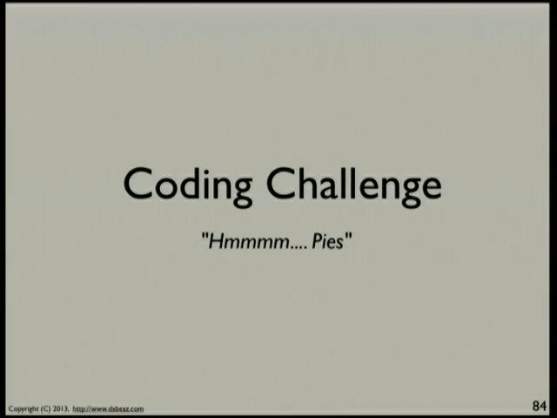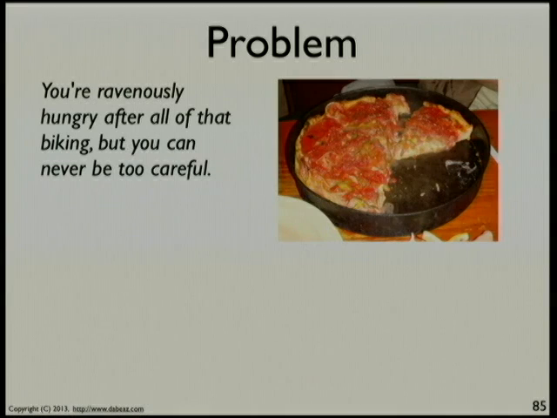So the final thing we're going to do here, see how we're doing on time. Pies. Chicago theme. Got to have pizza. So the problem here is, very hungry after all that biking on the potholes. But food safety is nothing to mess around with, right? You don't want to get food poisoning or anything like that.